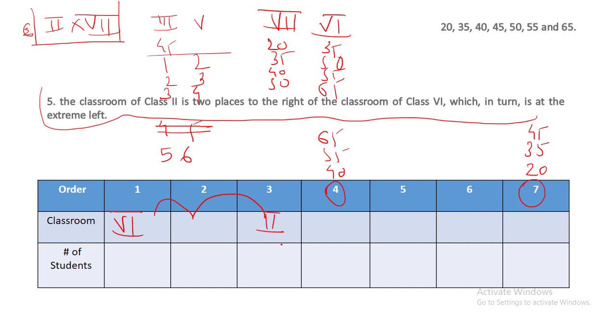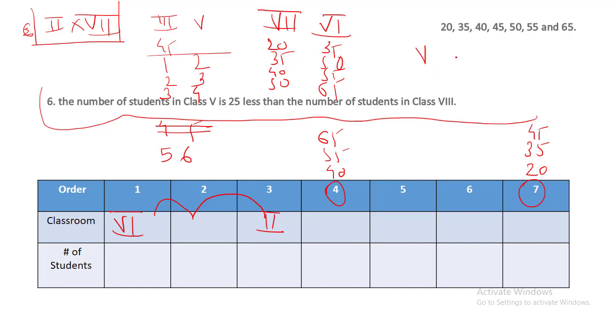Now from here on, we just need to connect the points which we have already found out to this particular point which we have used in our table. Now before that, we'll just try to look at the 6th point. The number of students in class 5 is 25 less than the number of students in class 8. So 5 and 8, again we will have a few possibilities.